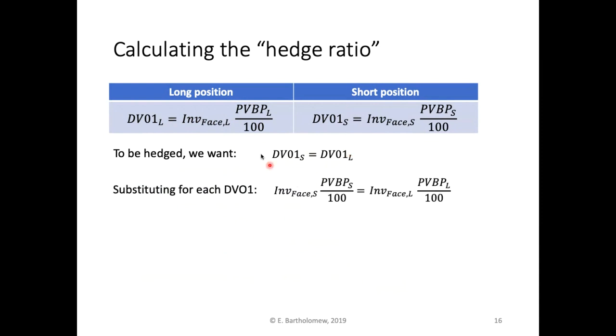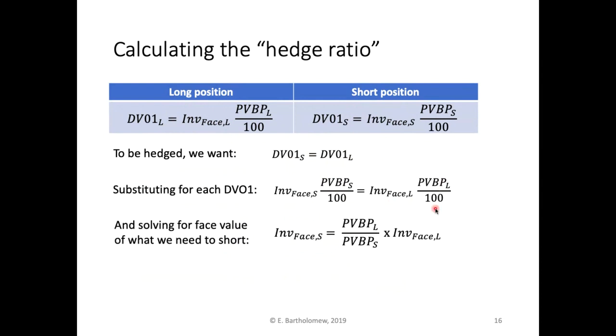We substitute in the expressions on the right-hand side for both, and we get the investment face of the short times this, investment face of the long times this. But what we want to know is how much to short. We know how much the long position is already, and we want to know how much to short. So we can do that by just rearranging this formula up here. So the divided by 100s cancel, and then we divide both sides by PVBPS, and that comes over here, and we get this formula here.